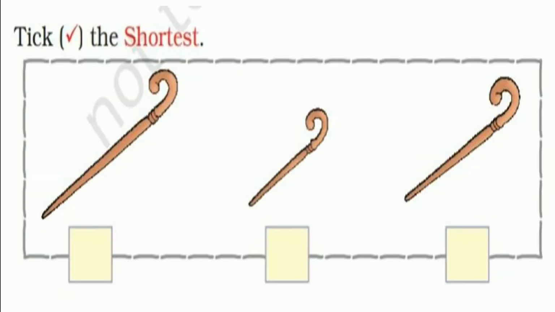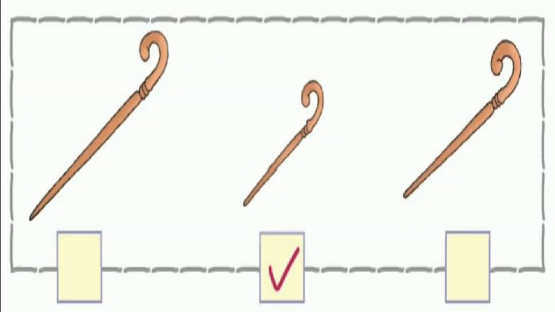Next, tick the shortest. Children, here you can see three walking sticks. We have to find out which is the shortest among three. Tell me, children, which is the shortest among three? Yes, the second stick is the shortest among three. So we shall tick the second stick.